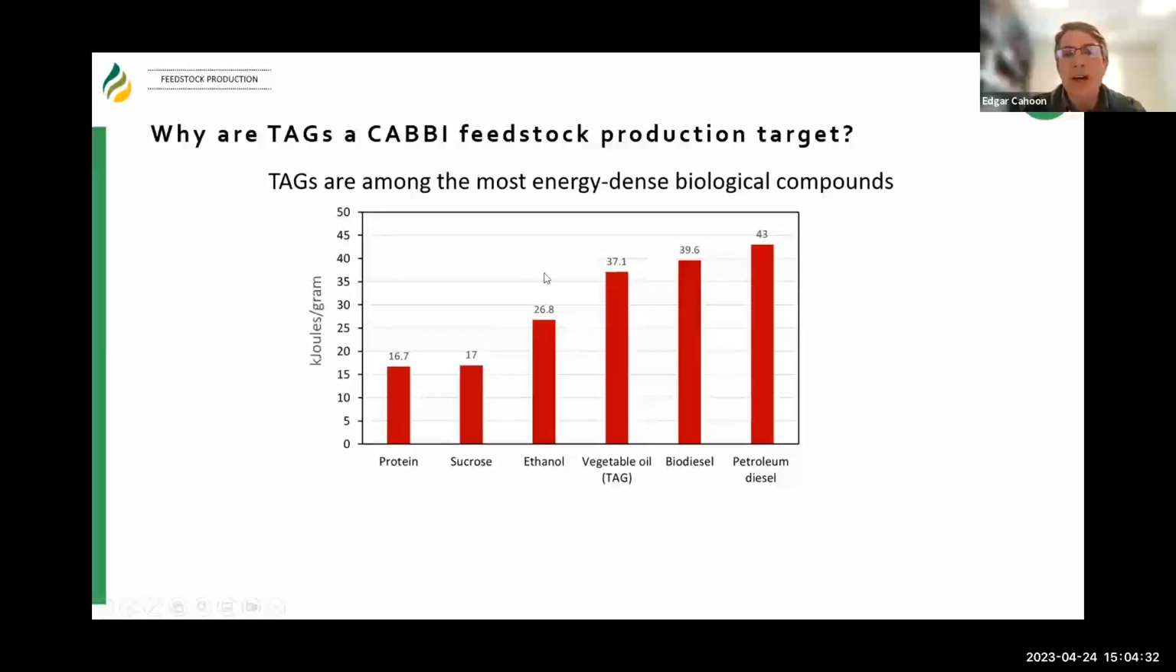And now we drive a lot in our cars. We use ethanol added to the gasoline, and even ethanol has a much lower energy density than TAGs.